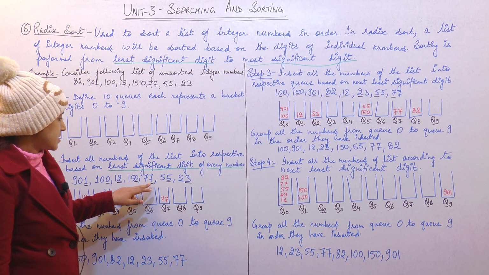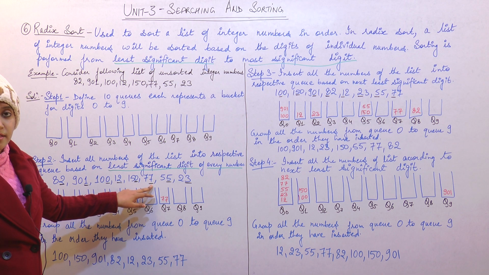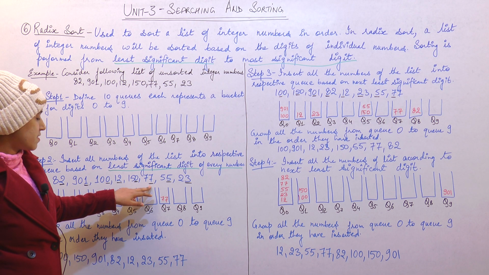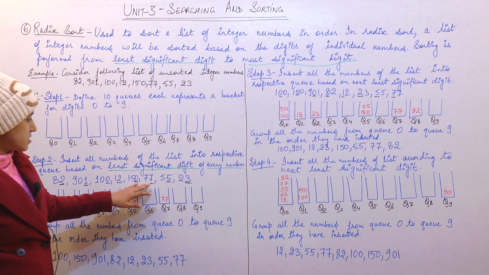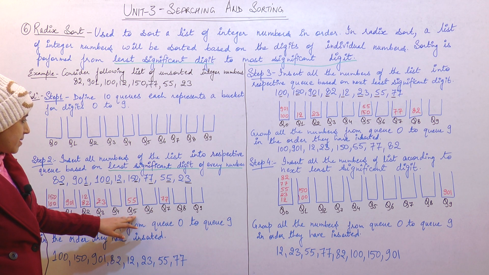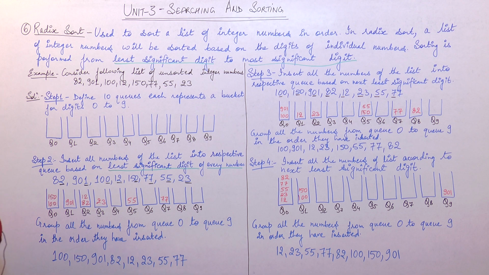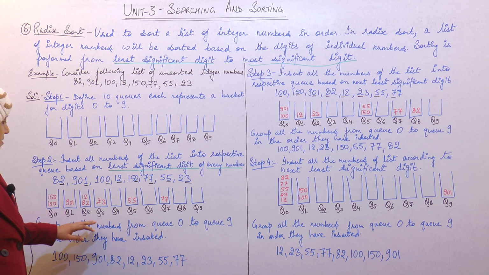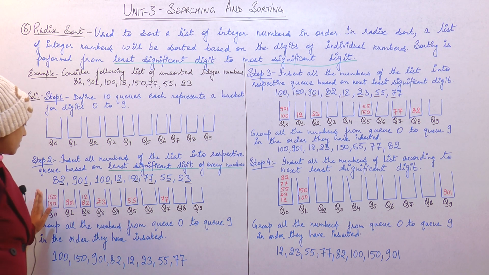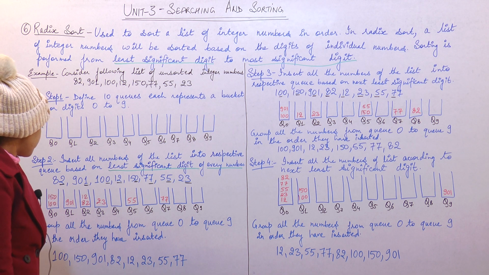Then comes the next number, 77. It contains 7 at the units, or ones, place, that is, the least significant digit of 77 is 7. So we will insert 77 in the Q7 bucket, 55 in the Q5 bucket, and 23. 3 is the least significant digit, so 23 will be inserted in Q3.